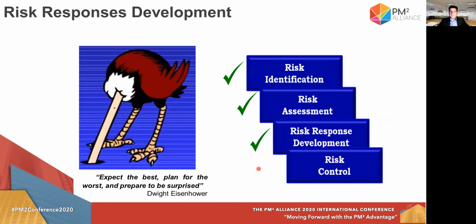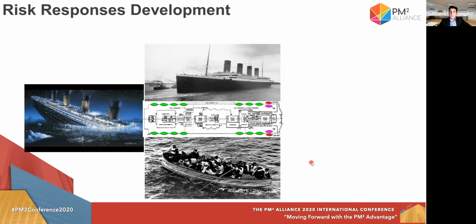The third step is the risk process development. During this phase, you are trying, as General Eisenhower said, to expect the best, plan for the worst, and prepare to be surprised. You also have to be flexible, be able to bounce back, and be adjusted to the reality.